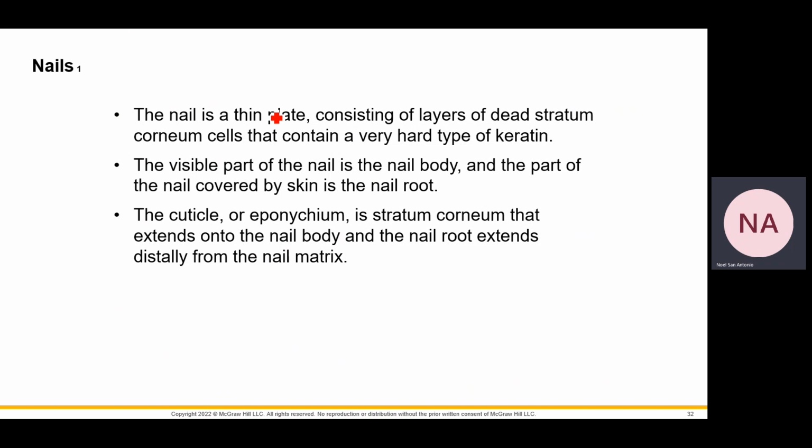Now, the nail is a thin plate consisting of layers of dead stratum corneum cells that contain a very hard type of keratin. So ibig sabihin, it's modified skin. Ang laman niya mainly stratum corneum, which is also keratinized. Pero it's different because the keratin is harder. So therefore, yung part of the nail na yan has no blood supply.